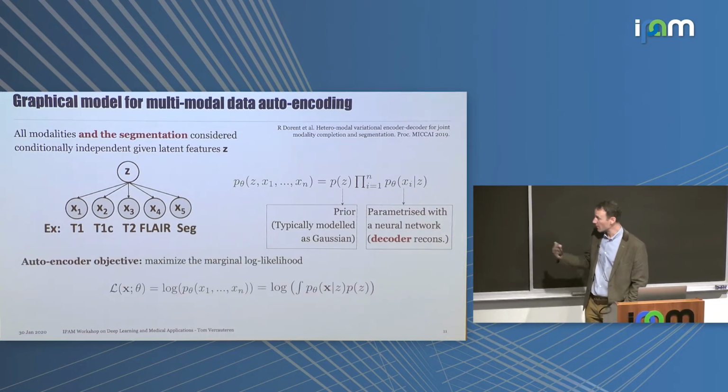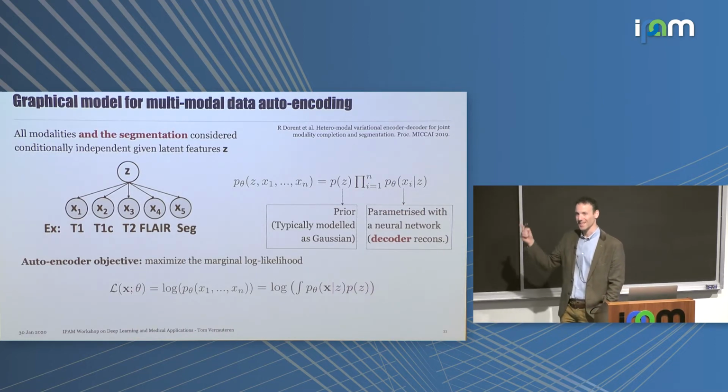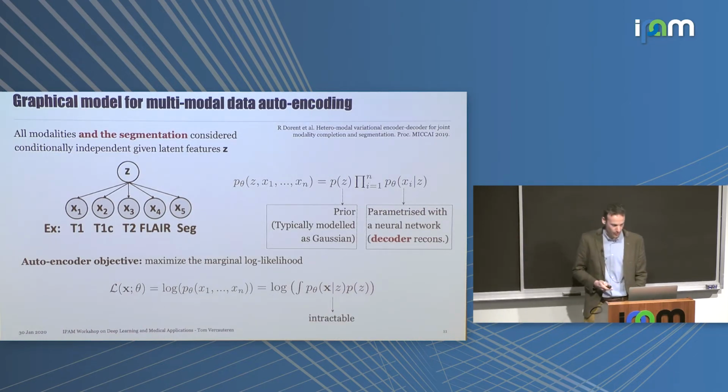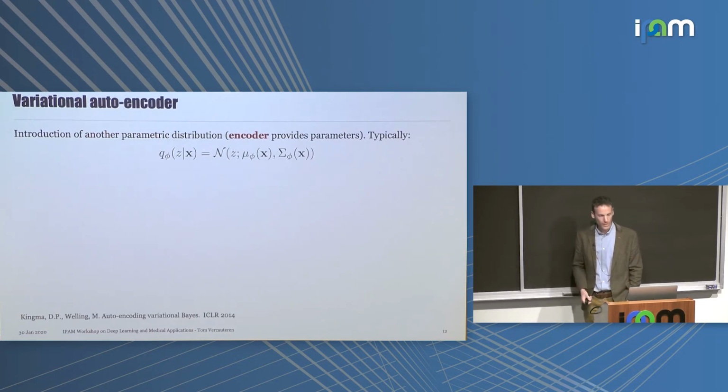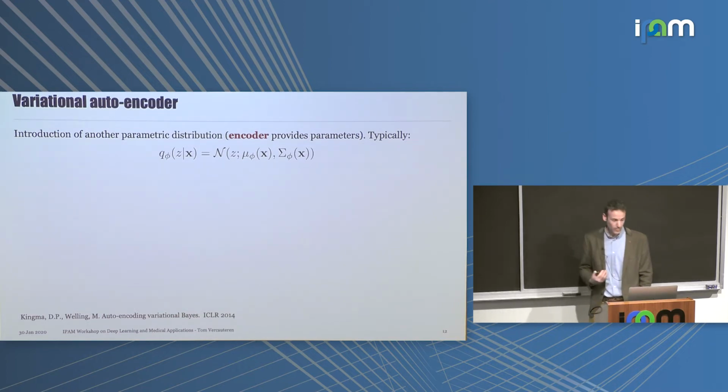So if we feed that into a standard autoencoder approach, then what we would like to do is to maximize the marginal log likelihood of all the imagings and the segmentation together. And so we end up with this intractable logarithm to deal with. Ender showed us in the previous talk that a typical way of dealing with this in practice is to use the ELBO. So that's what we do here as well.